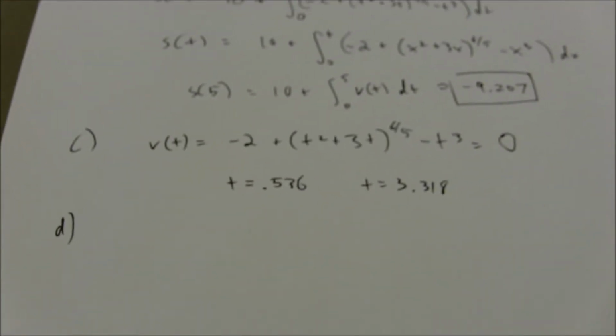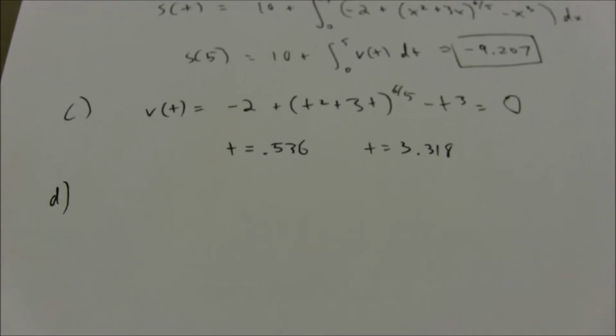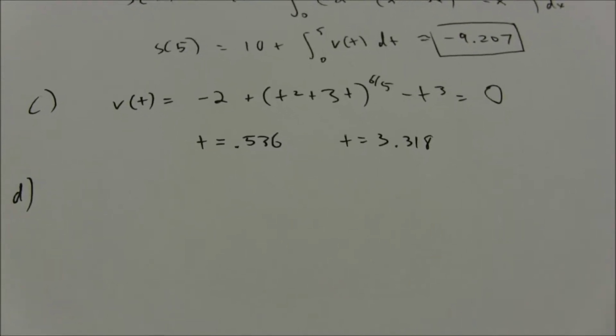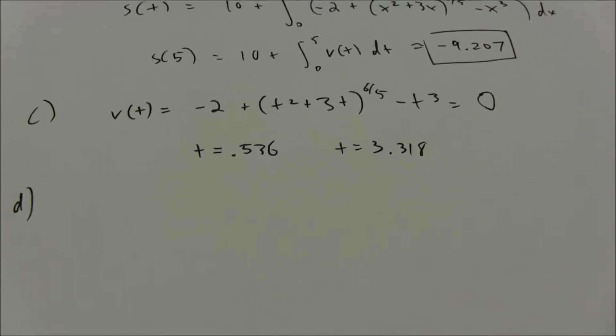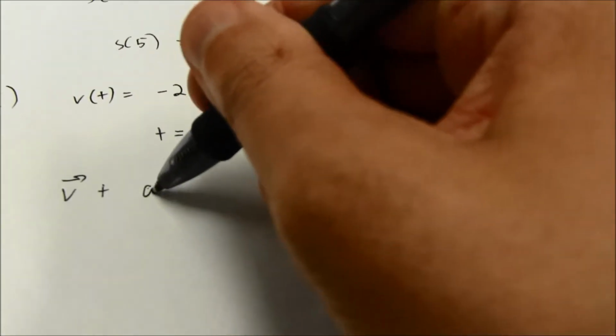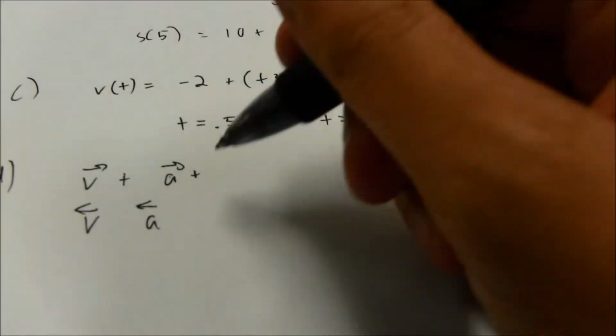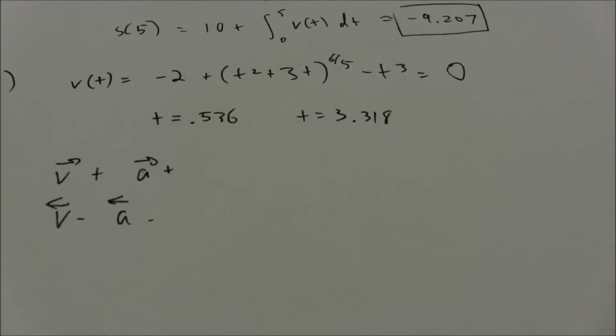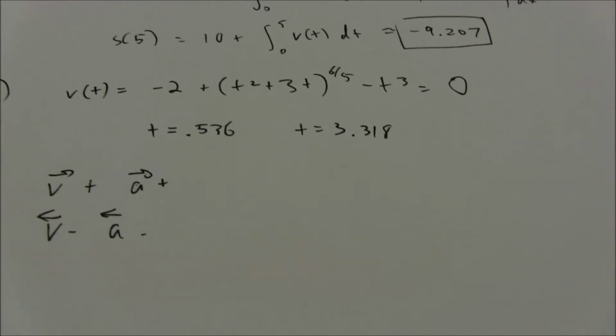Part D, they ask if the particle is speeding up, is the speed increasing or is the speed decreasing? Remember, speed is always positive. So I could have a positive velocity and a positive acceleration. That would be speeding up. But a negative velocity and a negative acceleration would be taking my velocity farther from 0 as well. So positive velocity with positive acceleration is speeding up. Negative velocity and negative acceleration is also speeding up, either one of those. Slowing down would be the case where the acceleration is in the opposite direction of the velocity. It's working against the velocity.